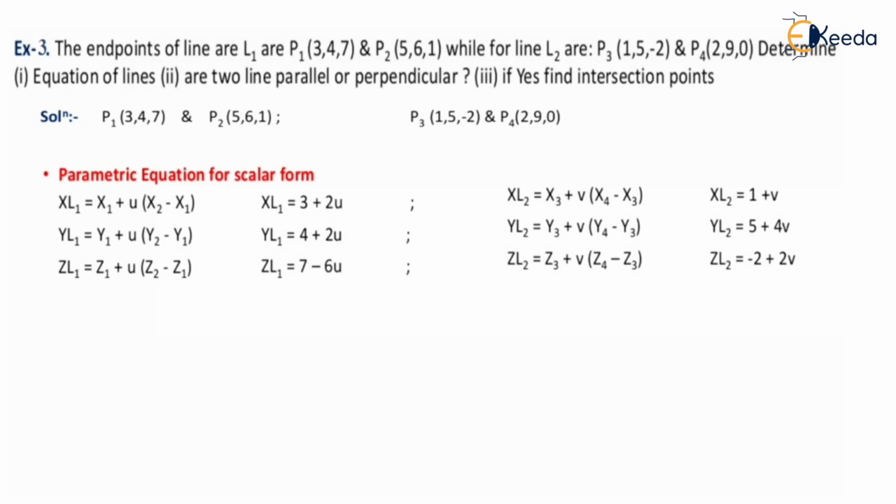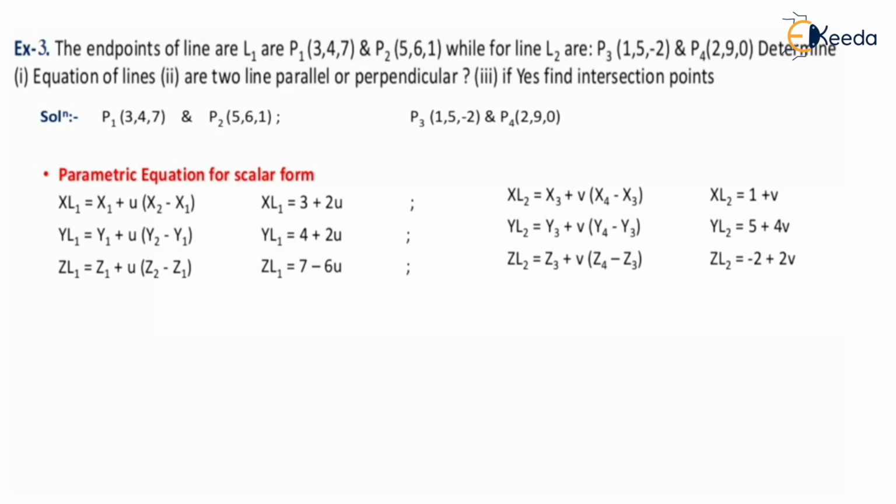zl1 is z1 plus u into z2 minus z1, where the z1 value is 7 plus u into 1 minus 7, that is minus 6u. So zl1 will be 7 minus 6u.